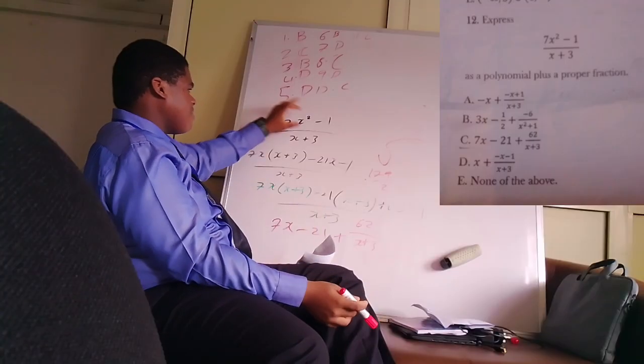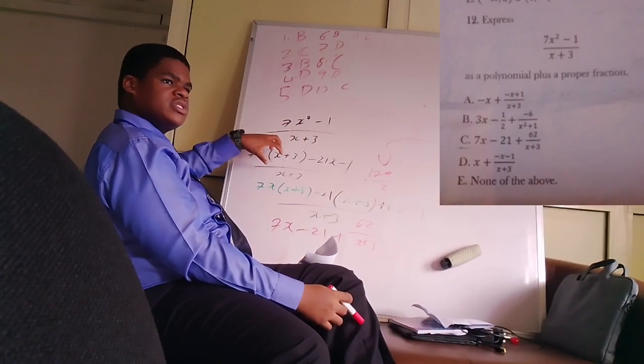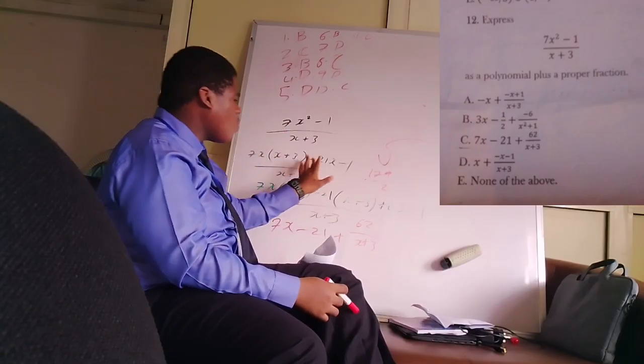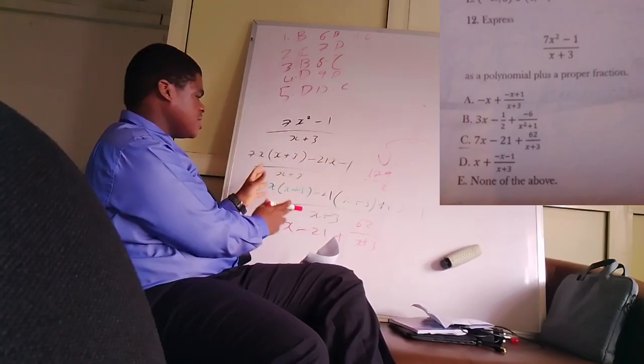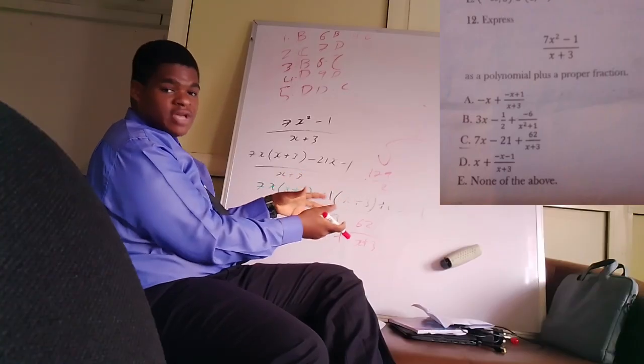You have 7x squared minus 1. There's no x plus 3 in 7x squared, but you force in that x plus 3 there. Find out what you need to subtract away to make it balanced again. Then force in that x plus 3 again. Find out what you need to add or subtract to make it balanced again.